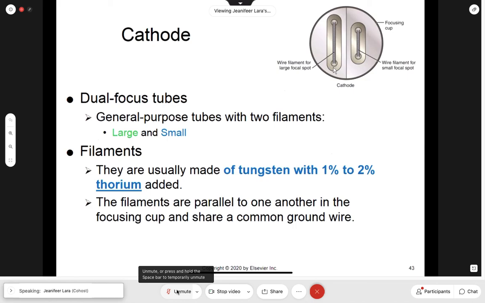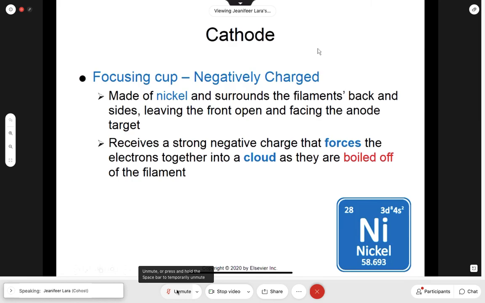Yes. So when we're talking about the negative charge of the cathode, I'm going to get into it a little bit more. I think it's on my next slide. Here we go. When we energize, when we apply electricity to the focusing cup, it is going to create a negative charge. But electricity is only applied at certain times. Okay? So let me read this slide, and we're going to figure out what is happening on the cathode side.